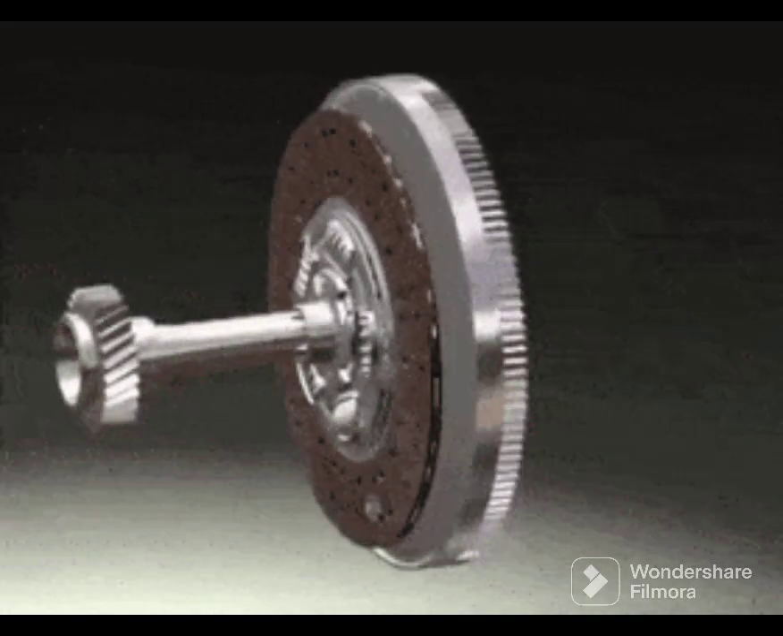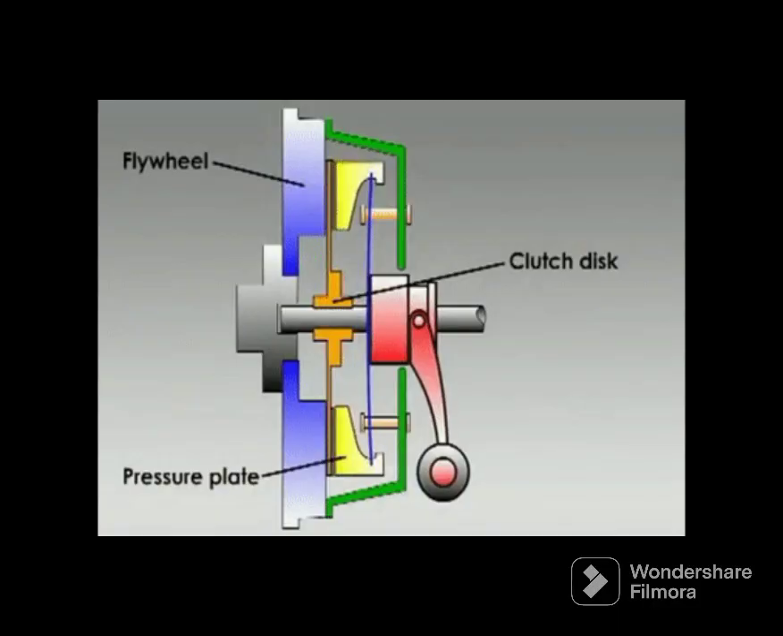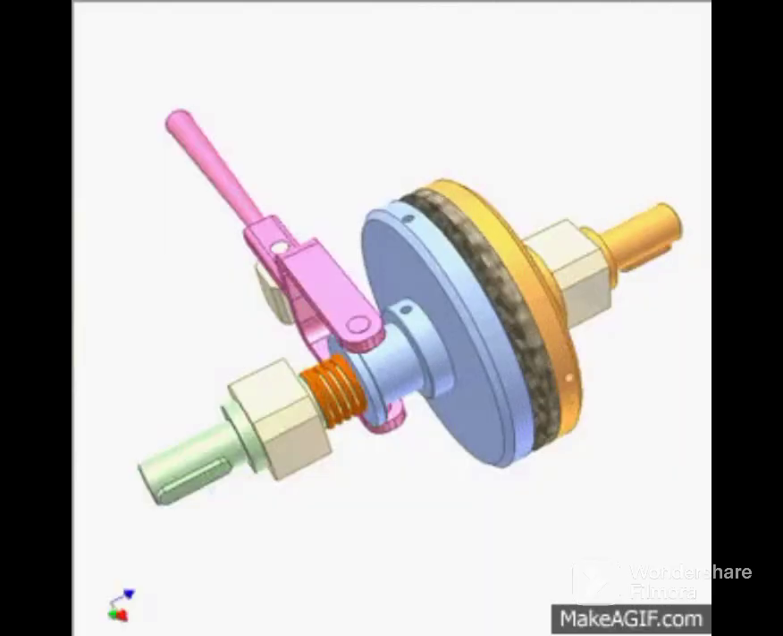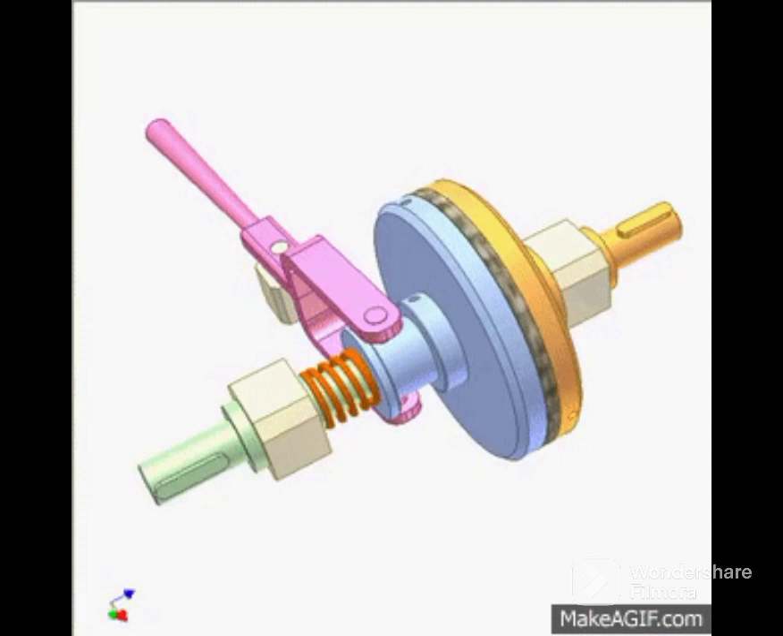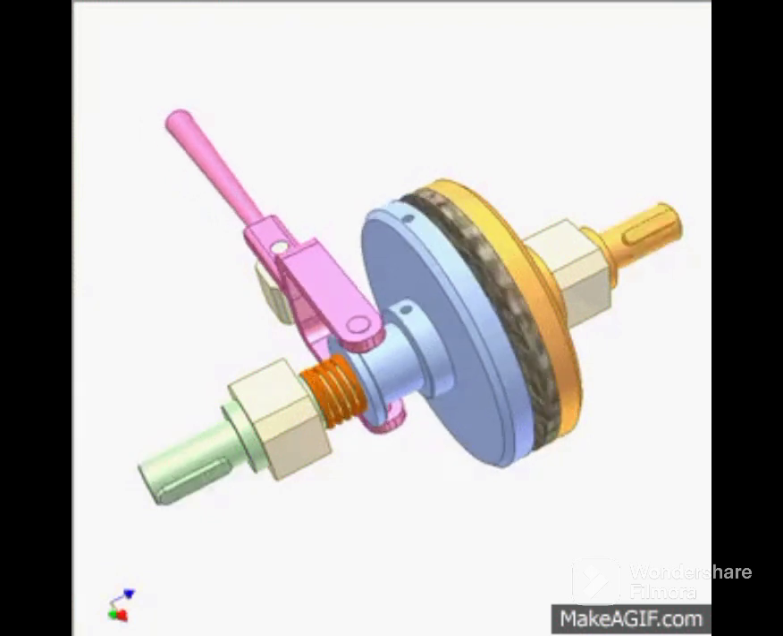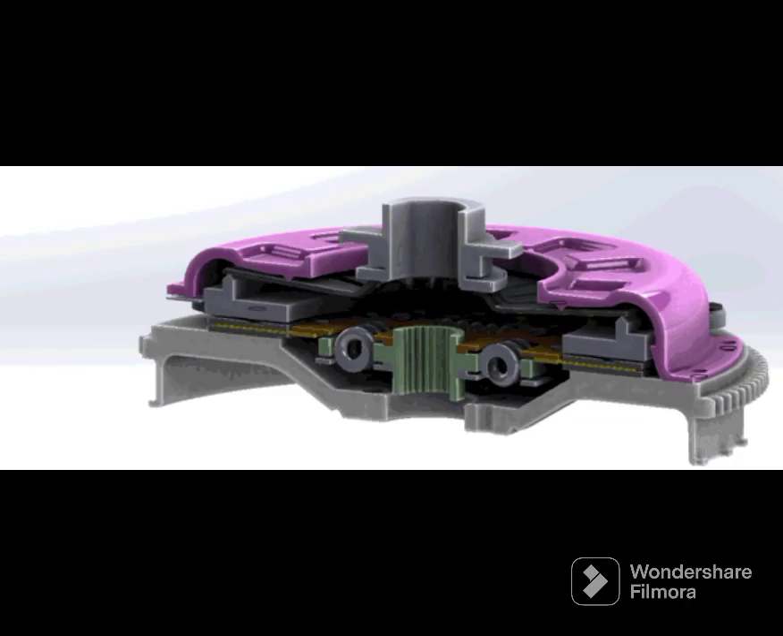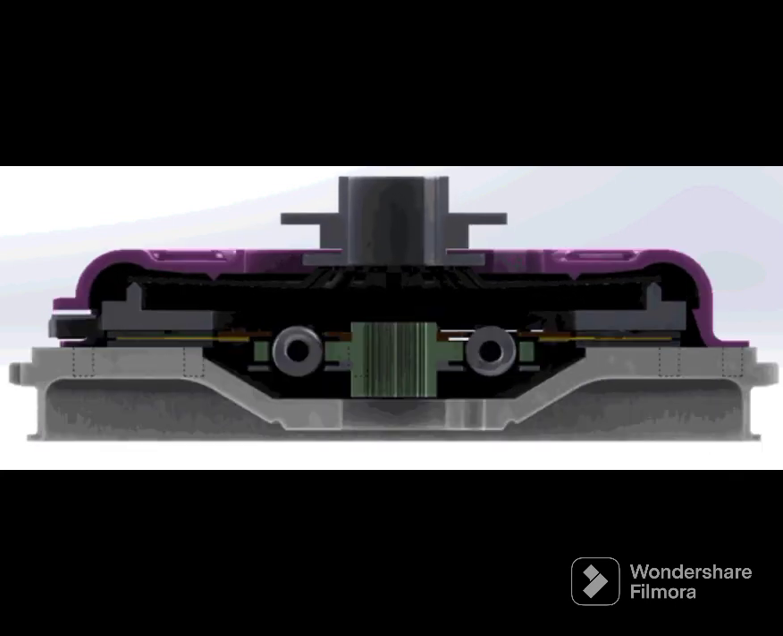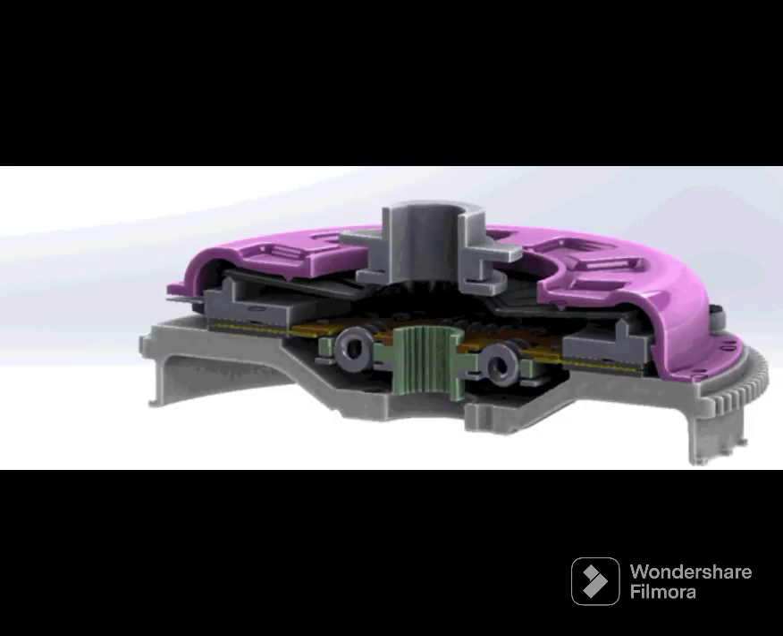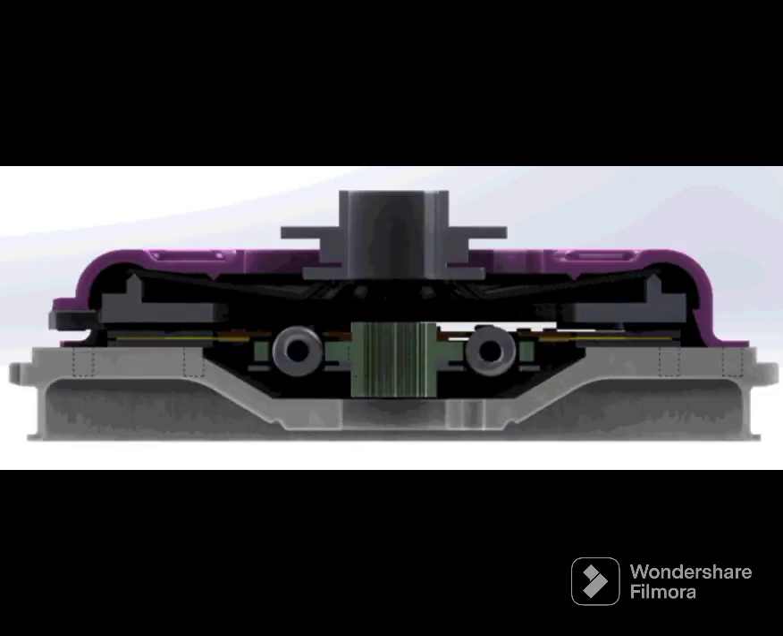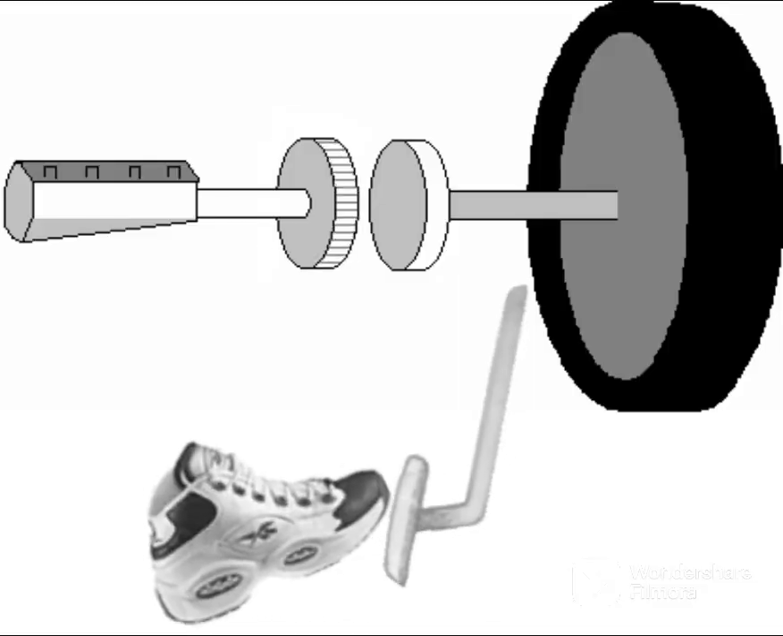This creates a frictional force that allows the engine's power to be transmitted to the transmission, which then transfers it to the wheels. When the clutch pedal is pressed, the pressure on the clutch plate is released, which separates it from the flywheel. This breaks the frictional contact between the two surfaces, allowing the engine to spin without transmitting power to the transmission or wheels. This is what enables the driver to change gears without grinding or damaging the transmission.